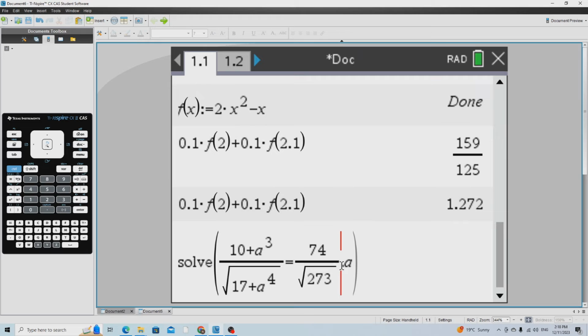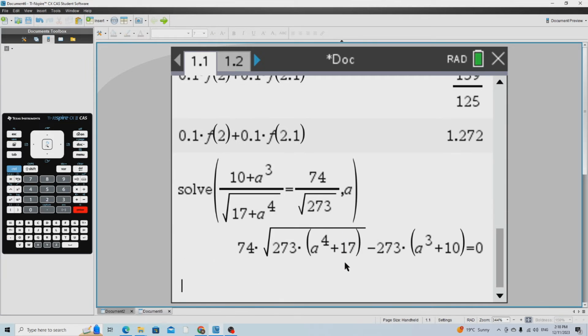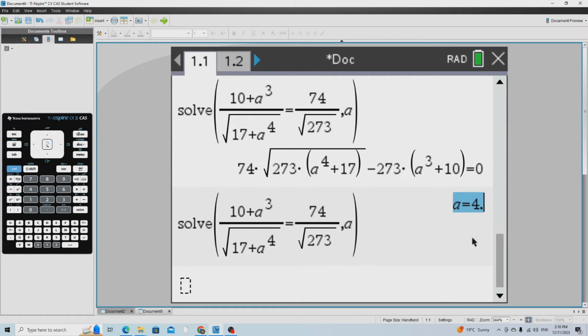Oops, I didn't write comma here, comma A. And A should equal 4, so D is your answer. Now you can easily do this in CAS very quickly. I just want to show you the algebra.